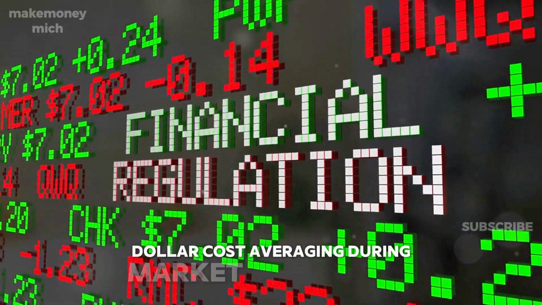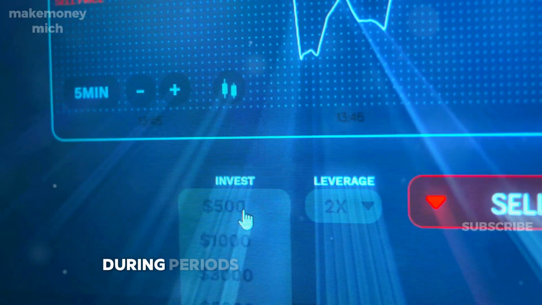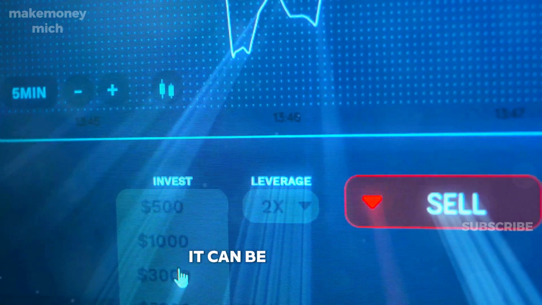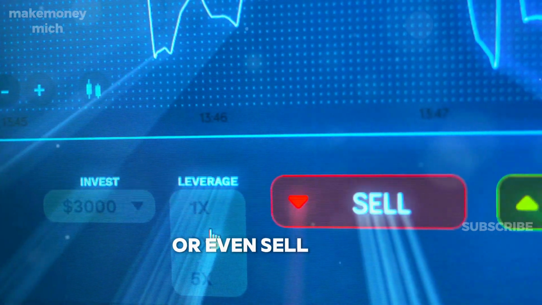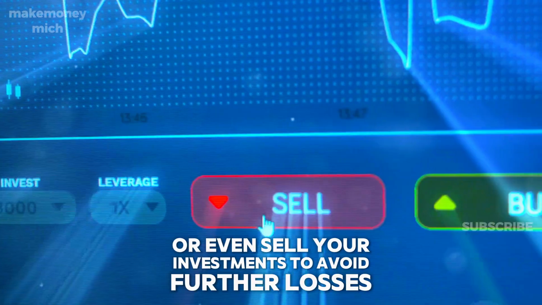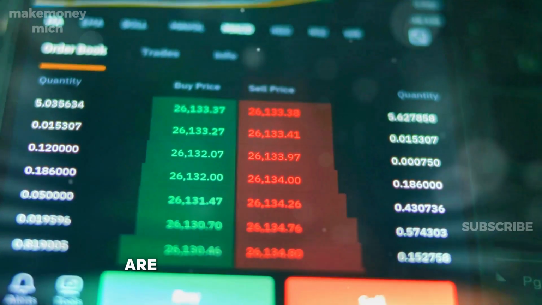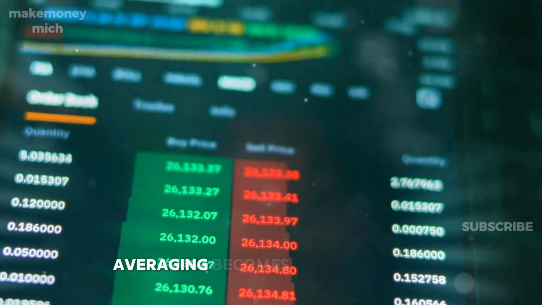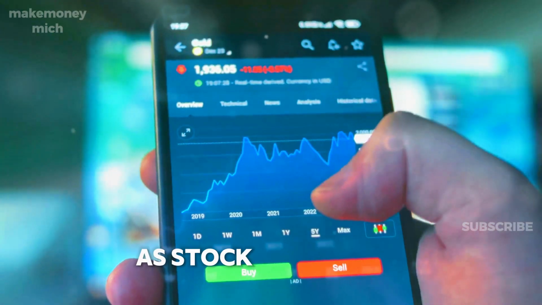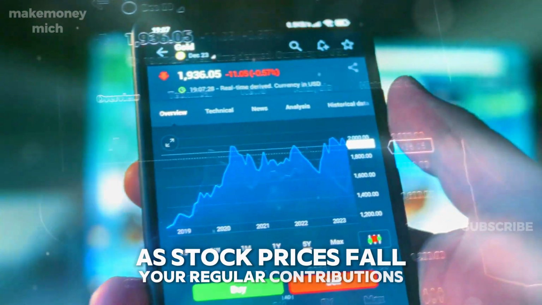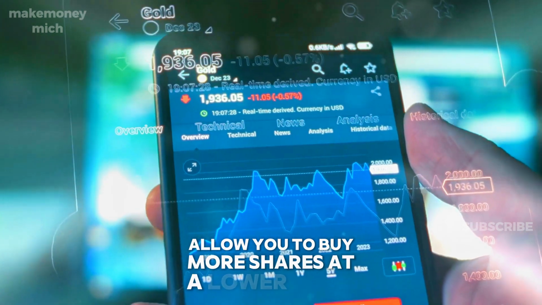Dollar-cost averaging during market volatility. During periods of market volatility, it can be tempting to stop investing or even sell your investments to avoid further losses. However, market downturns are precisely when dollar-cost averaging becomes most effective. As stock prices fall, your regular contributions allow you to buy more shares at a lower price.